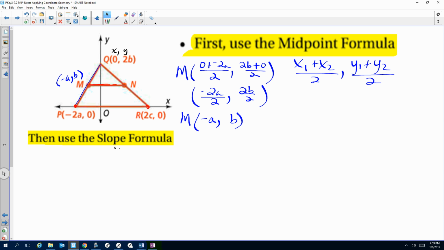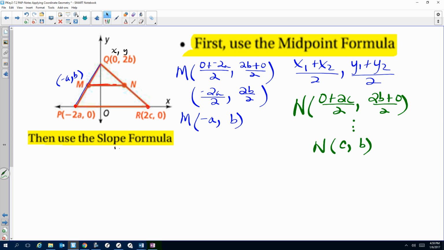We're going to do the same thing for N. We need to find that coordinate of N. So we're going to do the average of x's, so 0 plus 2c divided by 2, and the average of the y's, 2b plus 0 divided by 2. Simplify, some of you already saw. We're going to get basically c comma b. All right, we're going to go ahead and add that in our drawing. C comma b. So that takes care of the first step.